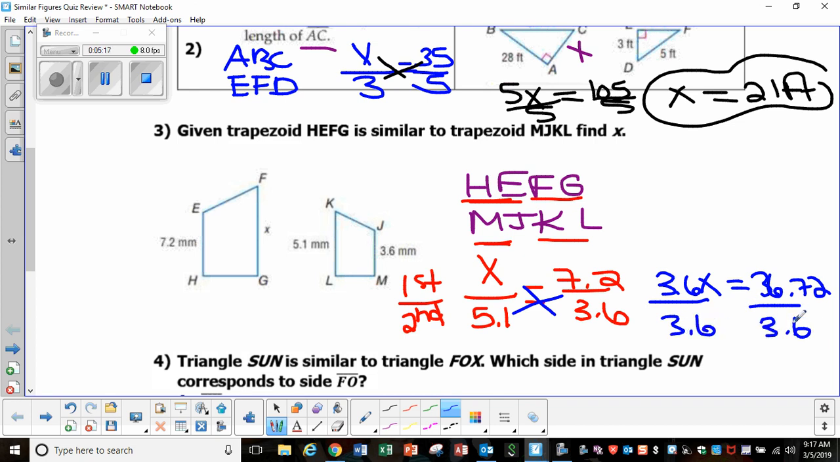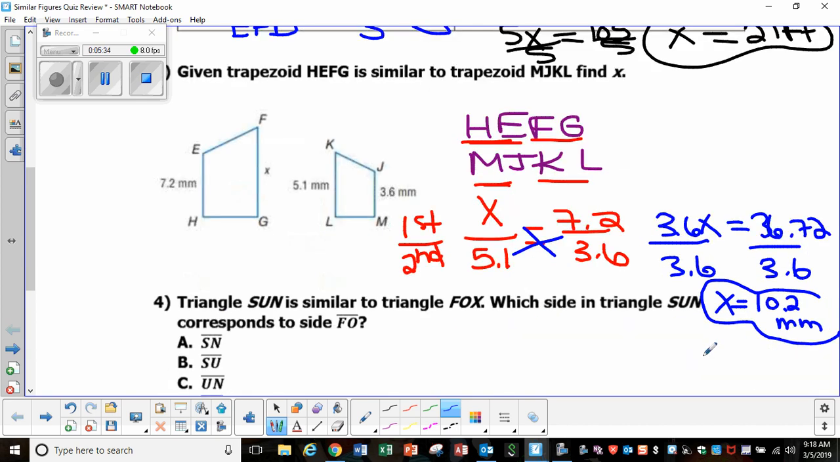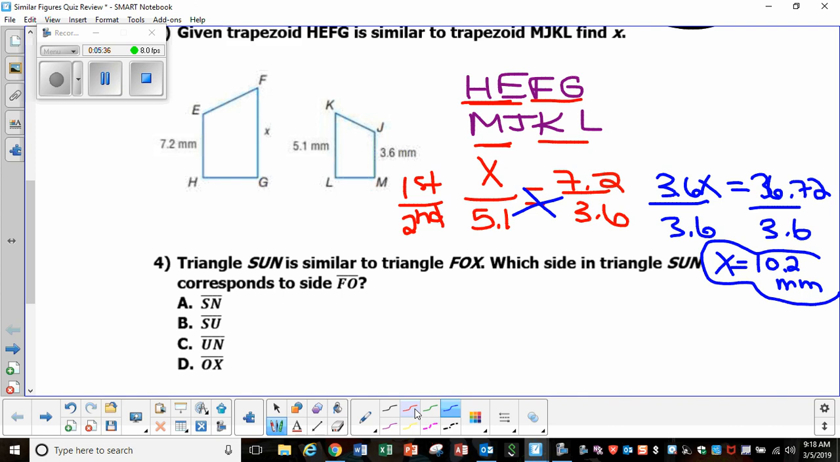And I'm going to find that x equals 10.2 milliliters. So for this one, you don't have any extra corresponding sides, so you don't have the choice. You only have to use what's given. Okay? All right. Next one, triangle SUN is similar to triangle FOX.